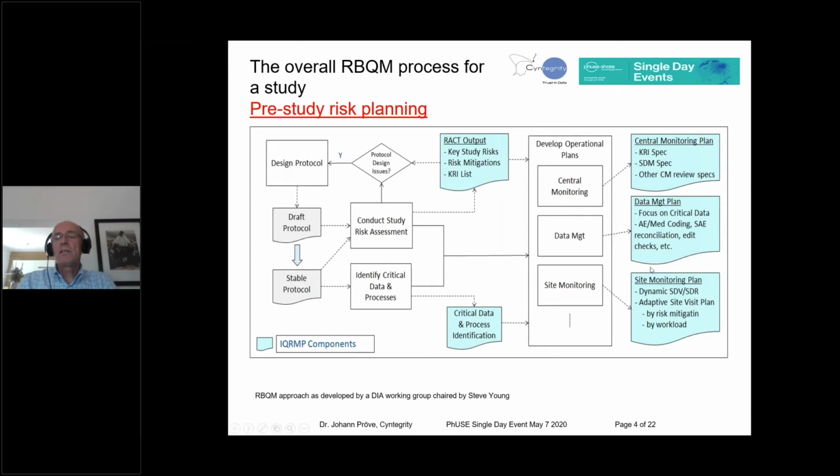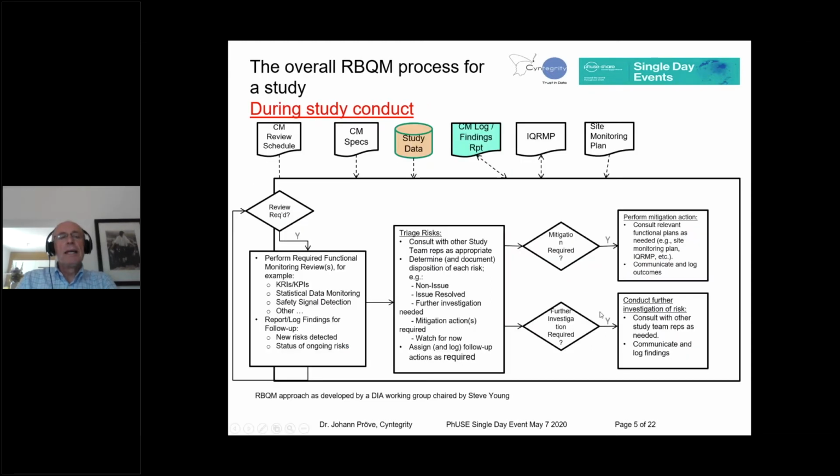And eventually, and this is here on the right-hand side, the output should be the central monitoring plan, for instance, a central data management plan, a site monitoring plan, you know, plans that identify all the activities that the various functions are supposed to manage. And then on the second slide, and I don't want to get too much into the details here, the activities during the study conduct. During the study conduct means that the study data are being linked to the risk and to the risk indicators, and then, you know, the individual functions need to do their review.